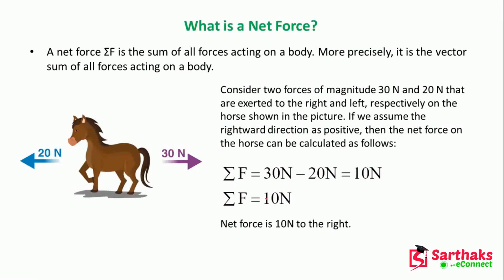Next, here you can see that I am always saying net force. In the previous lecture also I described it, and now I am describing it again. Here you have one horse. Suppose 20 Newton of force has been applied in this direction and 30 Newton in the right direction. So two forces of magnitude 30 Newton and 20 Newton are exerted to the right and left. If you have to find the net force, it is 30 Newton minus 20 Newton, so 10 Newton of force will be applied to the right side, to this side.